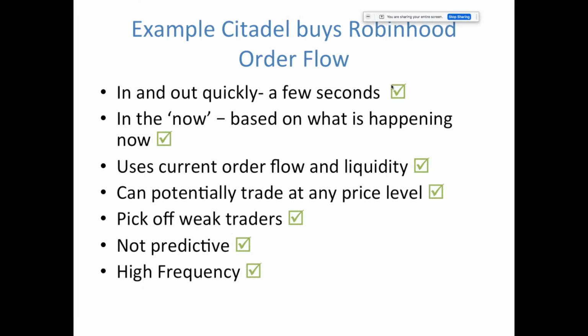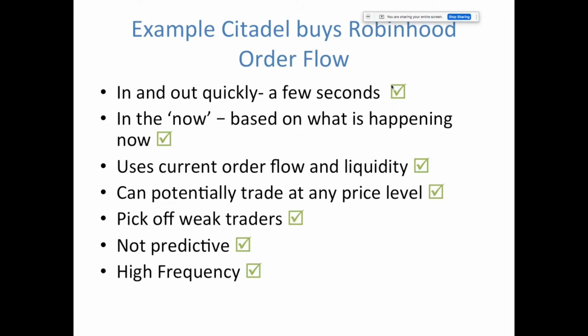Can they potentially trade at any price? Yes. You don't see Citadel buying Robinhood order flow and then saying, I'm waiting for the market to hit this level and then I'm going to buy, or I'm waiting for it to hit this level where I think there could be a breakout. It's none of that. They can trade potentially on any market, on any retail order at any price at any time. And that's very important. It's not predictive. They're not sitting there thinking, I think the stock's going up today or going down today or going up for the next hour or down for the next hour. They're just in and out straight away, no prediction.